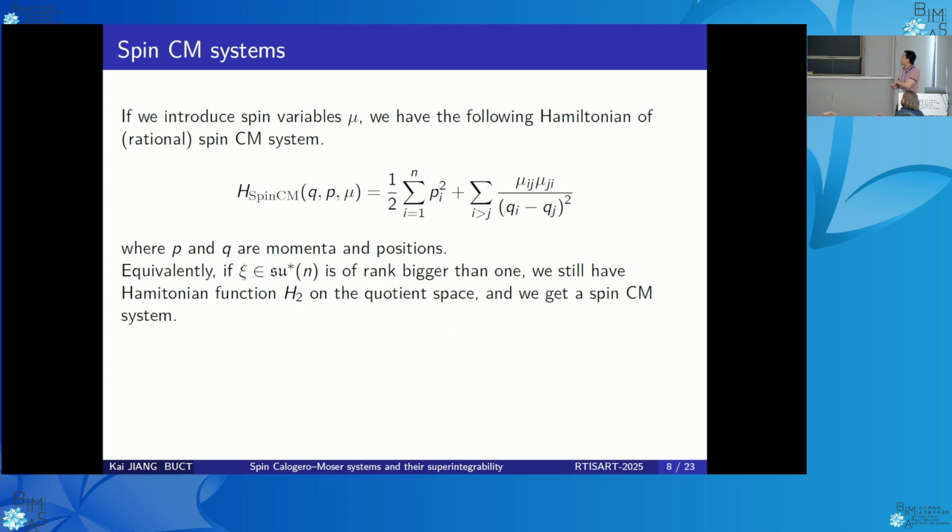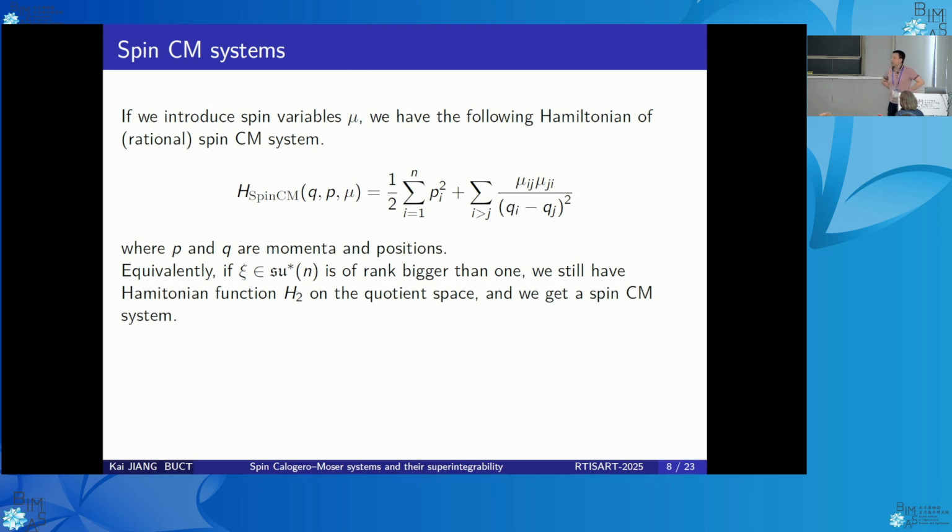So we should introduce the spin Calogero-Moser system. There are two ways to achieve this. One way is as before: we introduce the spin variables, for example mu_ij. For the classical one, here it is 1, a constant. But here we have spin variables. We just add these, so the phase space is bigger and we have more variables. P and Q are still the momenta and positions respectively.